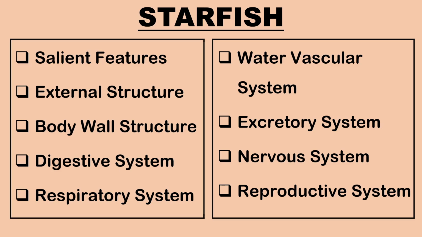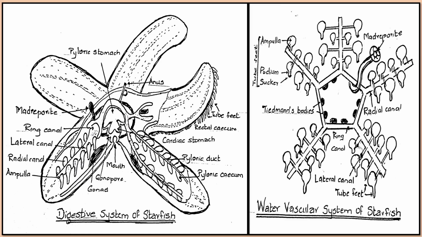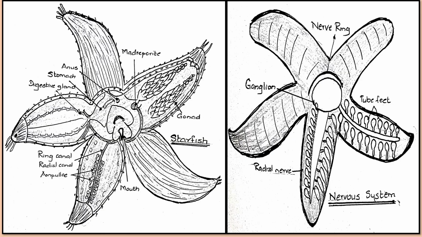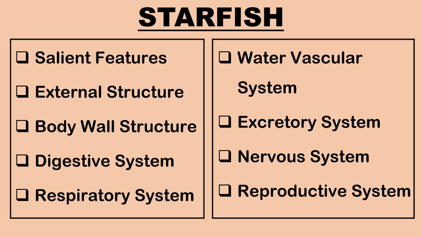Hello! In today's video, we shall learn in detail about starfish. By the end of this video, you will have a clear understanding about the structure of starfish, its digestive system, respiratory system, water vascular system, excretory system, nervous system, and reproductive system.